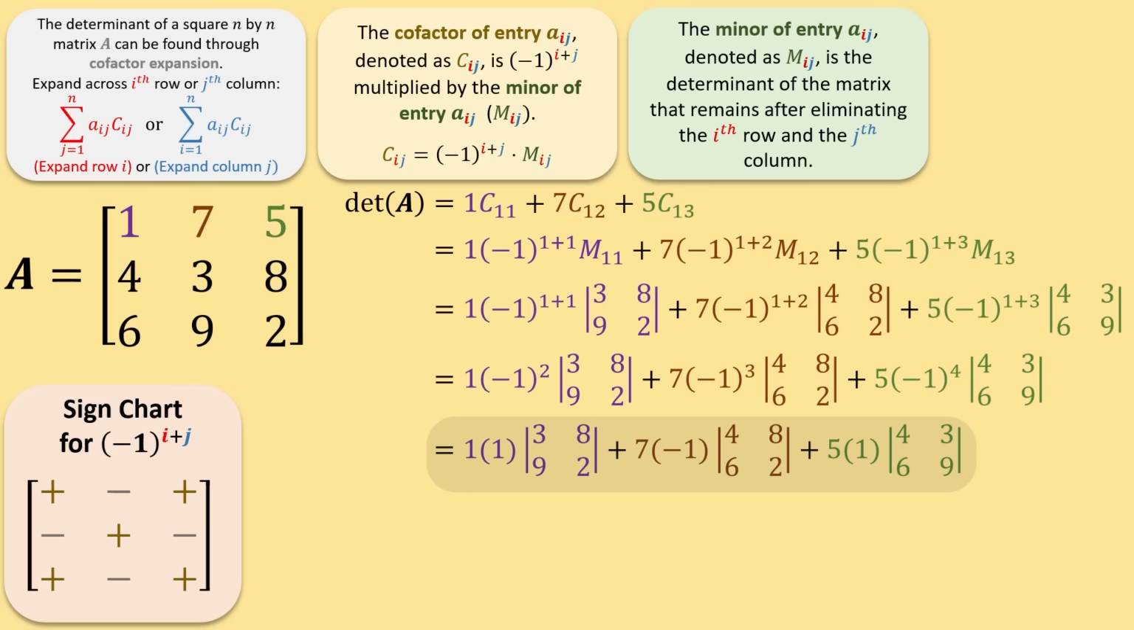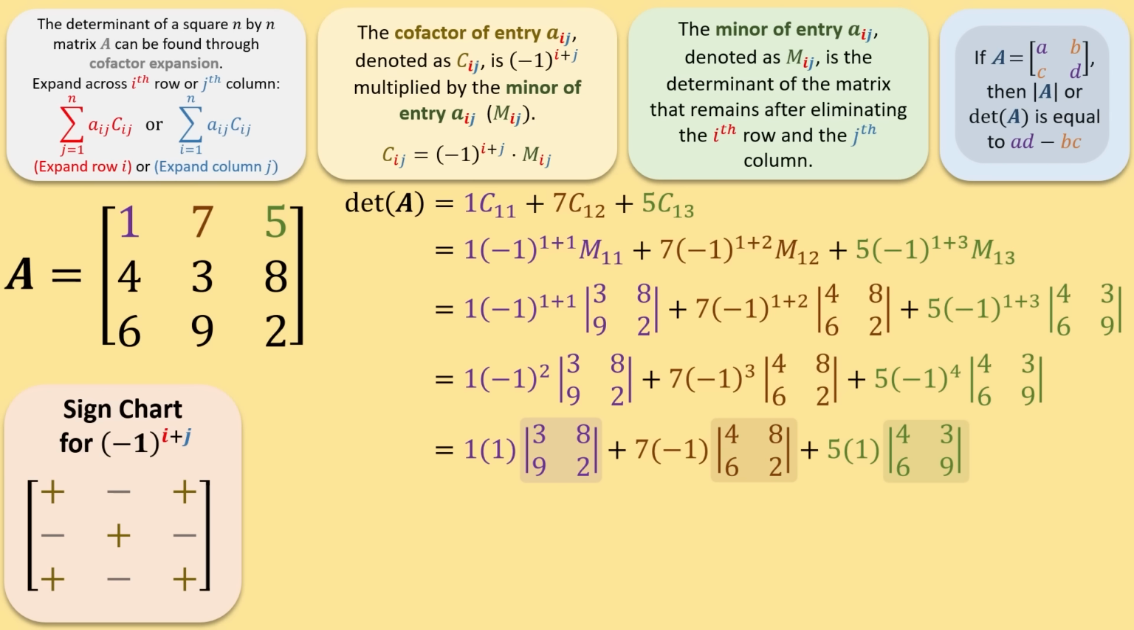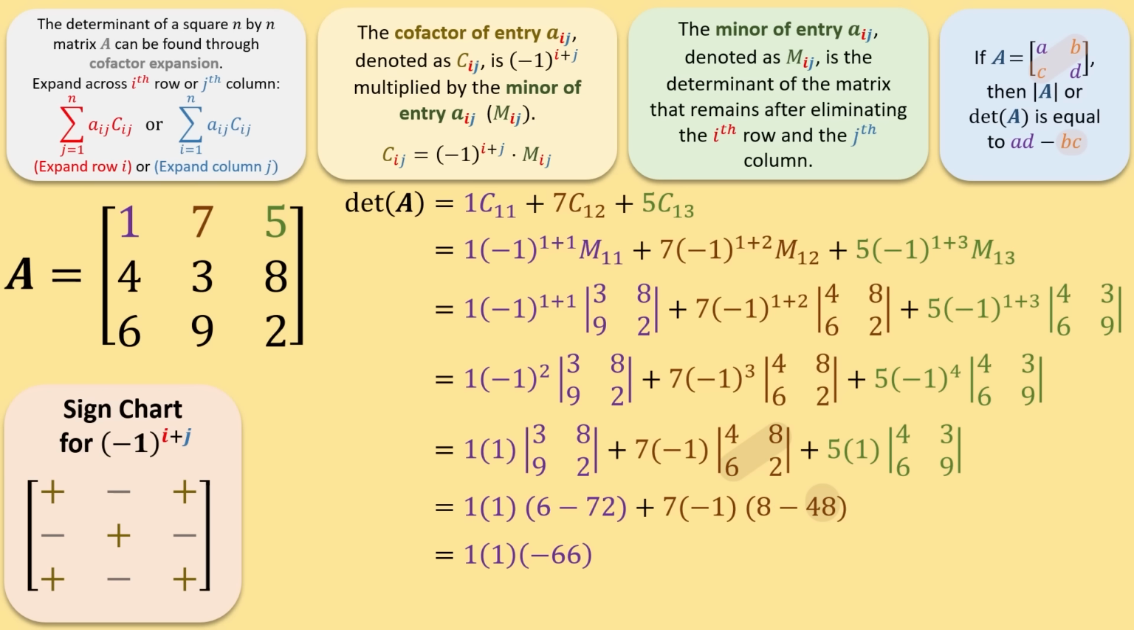Well, that is because we can calculate the 2 by 2 determinants using this guide here, where we take the difference between the product of these two diagonals. We can replace this determinant with 3 times 2 minus 8 times 9, which is equal to negative 66. The next determinant becomes 4 times 2 minus 8 times 6, which is equal to negative 40. And the last one is 4 times 9 minus 3 times 6, which is equal to 18. At this point, we have all the elements we need to find the determinant.